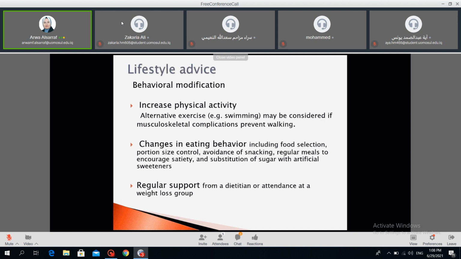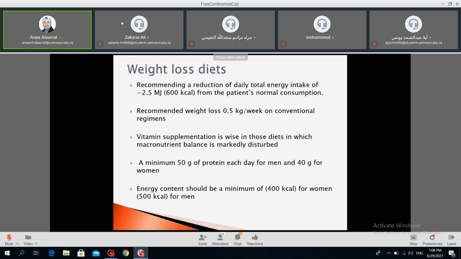For the weight loss diet, it is recommended that the reduction of daily total energy intake from normal consumption should be within 600 kilocalories. It should not be more than 600 kilocalorie reduction of their usual intake. Then later on we can decrease more. After the patient learns a certain type of food where we reduced the kilocalories, after a period we may advise him to reduce another part of the kilocalories, but not to start with more than 600 per day. And also the recommended weight loss is half a kilogram per week.